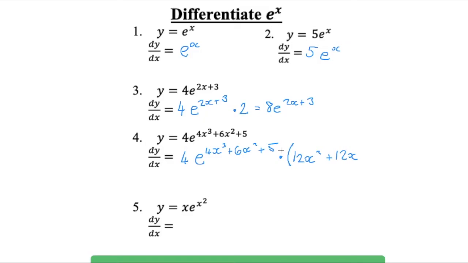And that 5, well, you can think of it as an x to the power 0. Bring the 0 down, you're going to get 0 times 5, which is 0. It's going to disappear. Let's bring out a 12, so we're going to get 48. And actually I could have taken an x out also of those brackets.